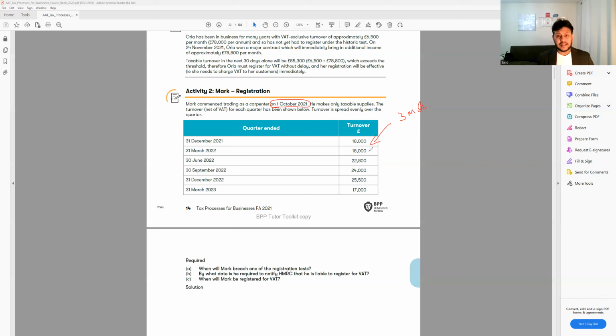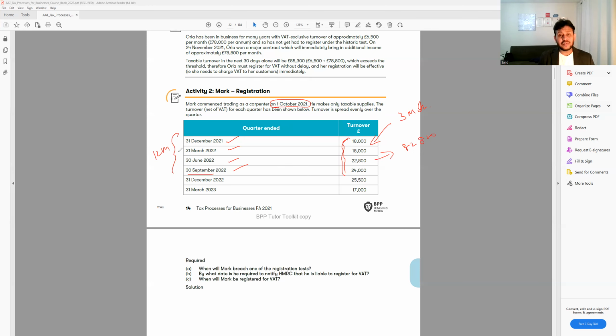Now, if I add a few quarters, so 3 month, 6 month, 9 month, and 12 month. So if I add the last 12 months, how much do we have here? If I add all of this, 18 plus 18 is 36,000 plus 22,800 plus 24,000, that gives me 82,800. That means I'm still not on the threshold on 30th of September. So during this 12th month, I checked, I'm still not crossing or touching the threshold.